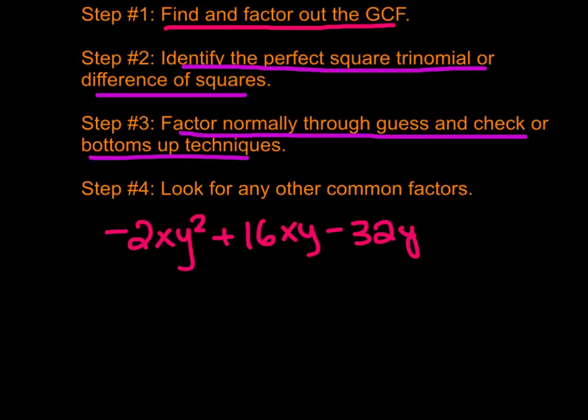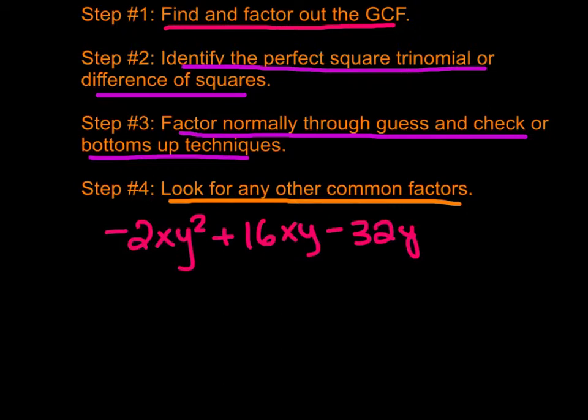And then lastly, look for any other common factors. It's a possibility that when you were factoring initially with step 1 that you didn't take out the full greatest common factor. And if you didn't do that, then it's going to be kind of hard to finish it up. But you can finish it up in step 4 by looking for any more common factors. So let's start with this first problem.